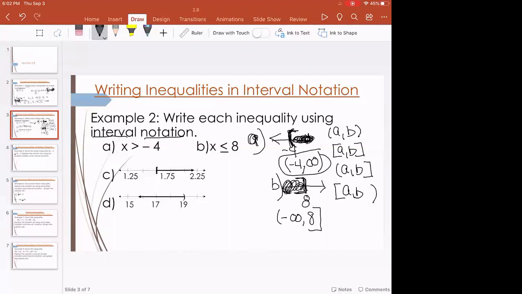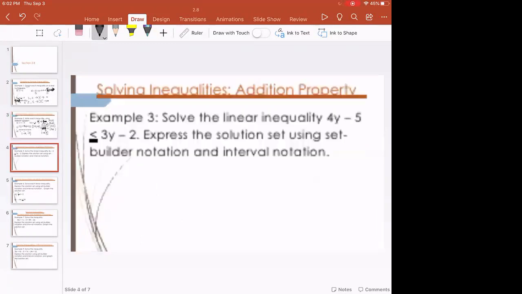Okay? Looking at my number line, I start with a bracket at 1.75. I keep going right so it goes to infinity. I never stop going left, so that starts with negative infinity, and I stop at 19, and 19 on the number line has a parenthesis, so you keep the parenthesis, okay?